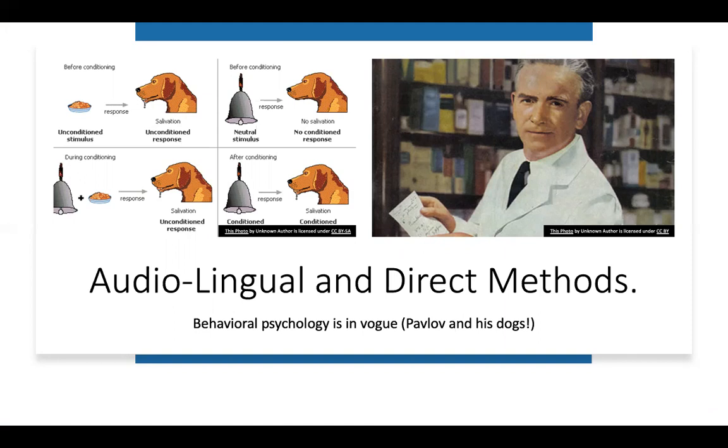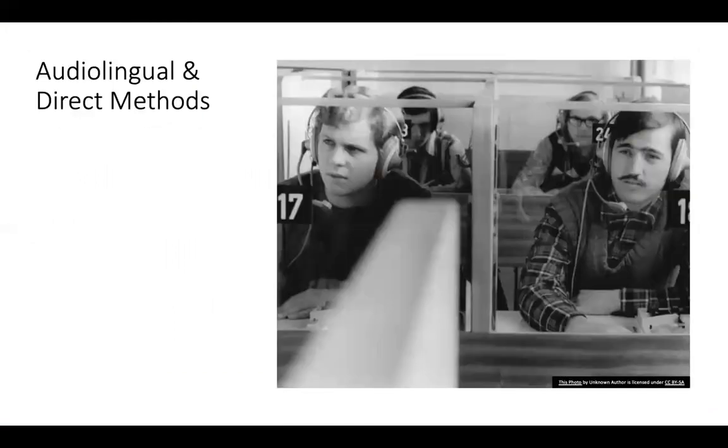Let's take a closer look at audiolingual and direct methods in the next slide. All right, in these methods, learning was thought of as a kind of habit formation, just like the dogs with the bells. If you said the same things over and over, you'd eventually be able to say them without thinking, kind of like when you first learn how to say je m'appelle, je m'appelle, je m'appelle, until it becomes automatic.